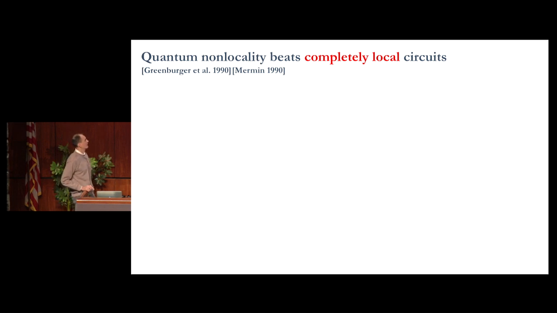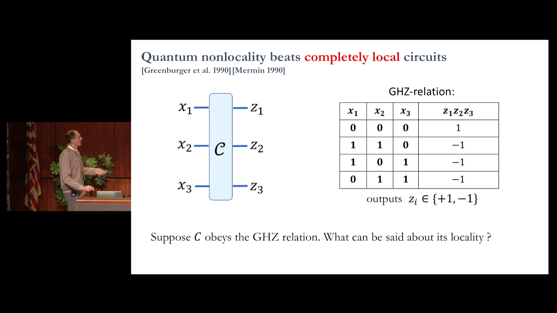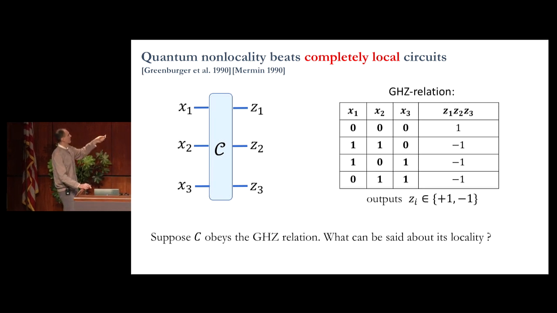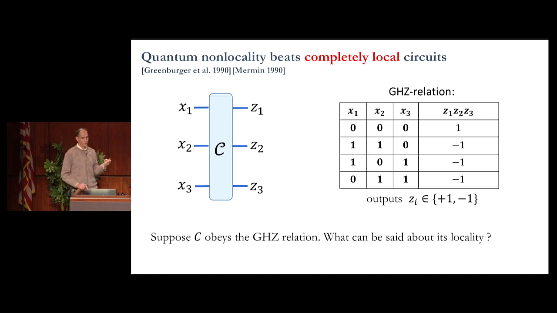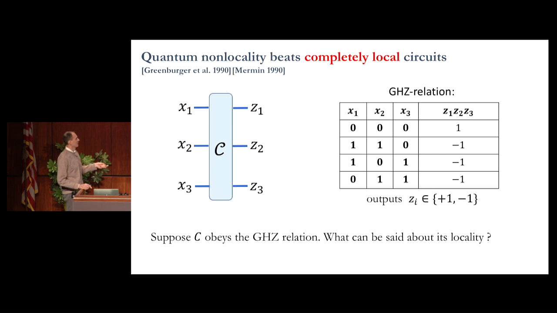So let's start from completely local classical circuits. And I'm going to use this GHZ type relation. Suppose we have a classical circuit with inputs x1, x2, x3, and outputs z1, z2, z3. And suppose that the input-output correlations of the circuit obey this GHZ relation. Here I assume that output variables are plus minus 1 instead of 0, 1, but it's not too important. Then what can we say about the locality of such a circuit?